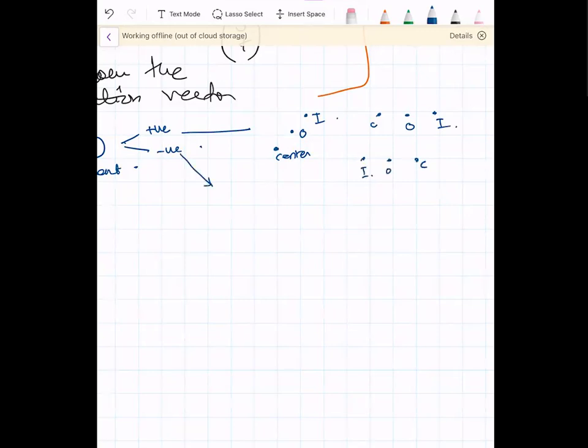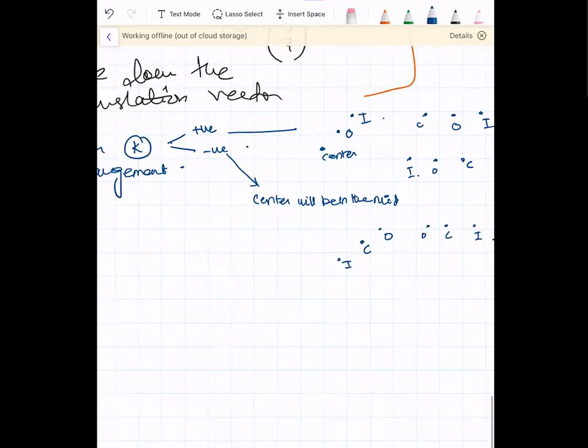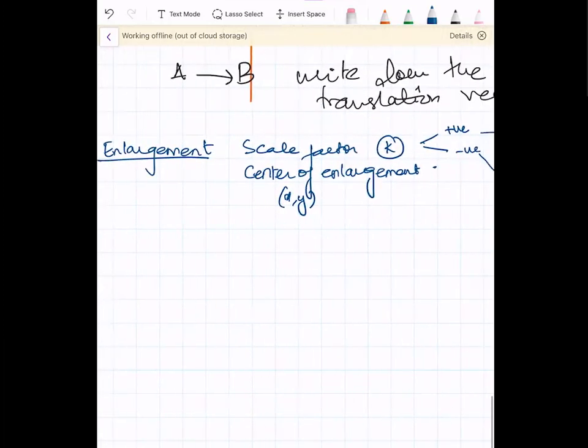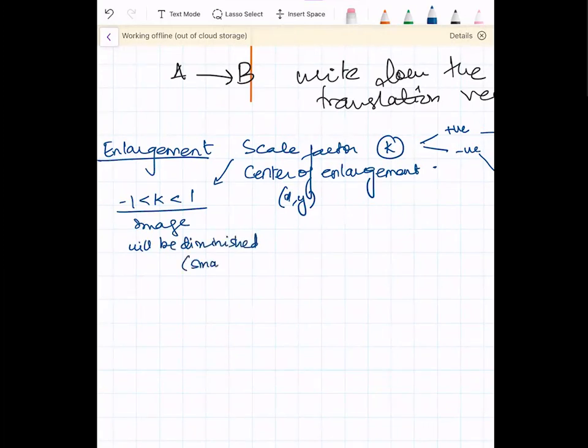Negative factor means center will be in the middle. Meaning, this is the center, this is the object, this is the image. This is the center, this is the object, this is the image. So they're going to be on the opposite sides. Another thing is that if the scale factor is between -1 and 1, your image will be diminished. Diminished means smaller image. And if your scale factor is greater than 1 and less than -1, for example, K is 2, 1.5, -1.5, -3, +3, your image will be larger.